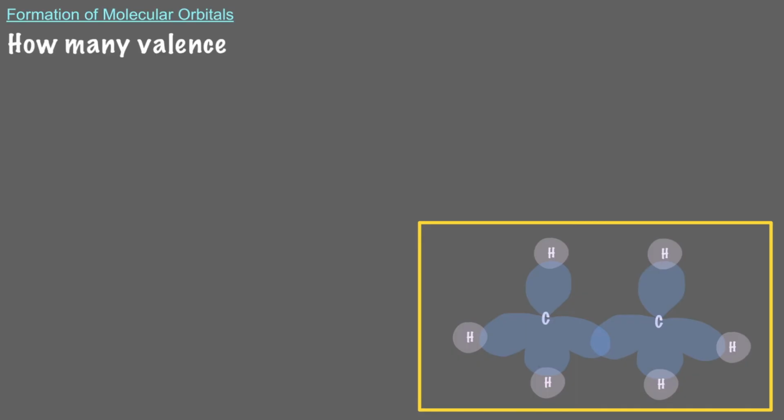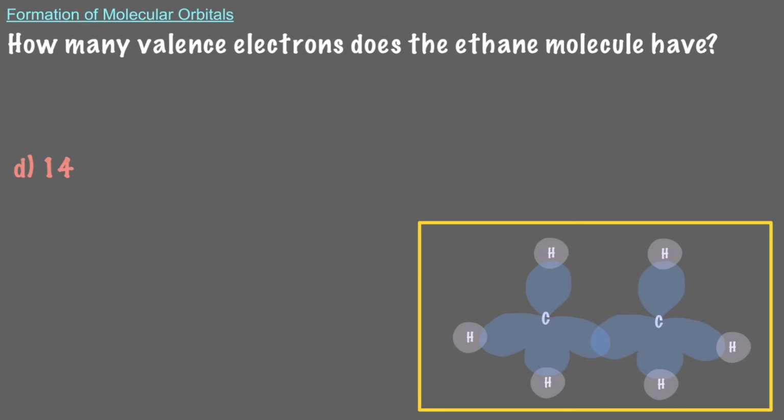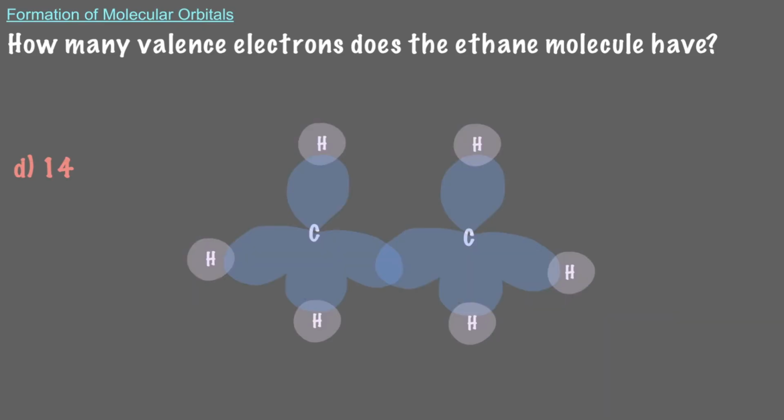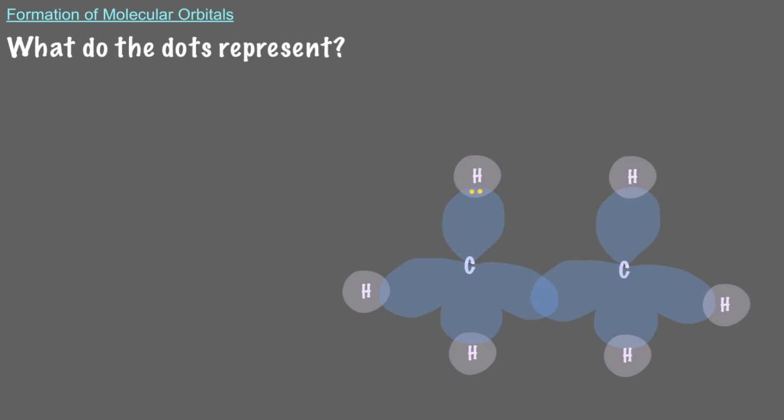How many valence electrons does the ethane molecule have? There are 14 valence electrons in ethane. Let's add them to our framework by drawing them as dots in the overlap. Drawing this dot tells us that there's one electron that will be a sigma bonding electron between this hydrogen and this carbon. Adding the second dot tells us that there's a second electron with the same wave properties as the first.